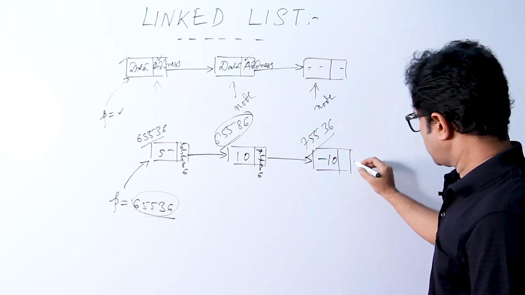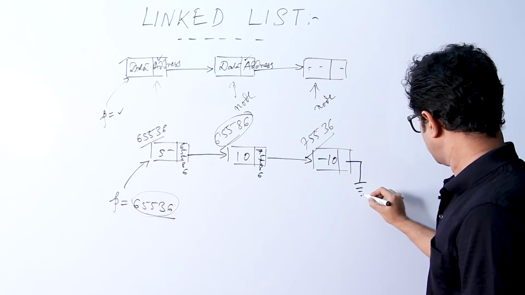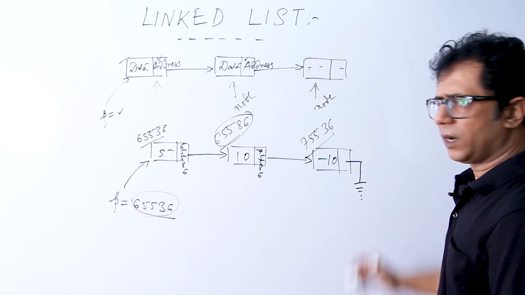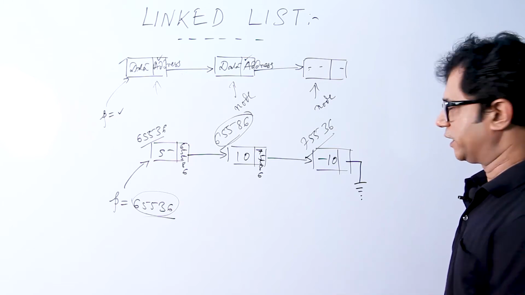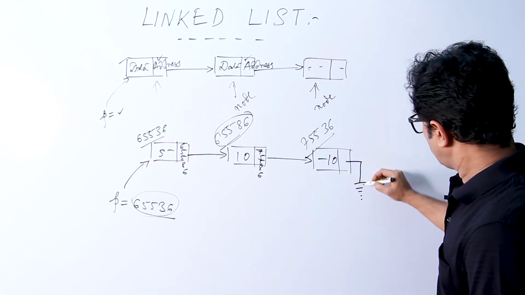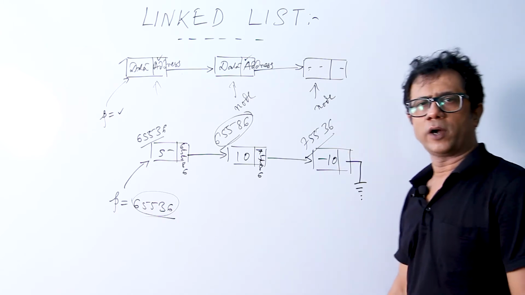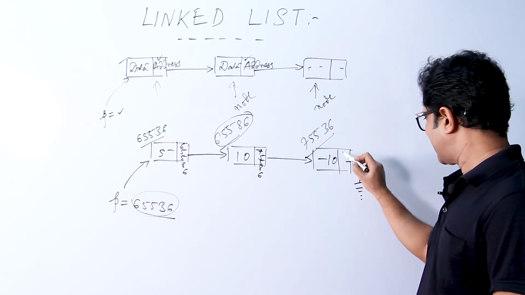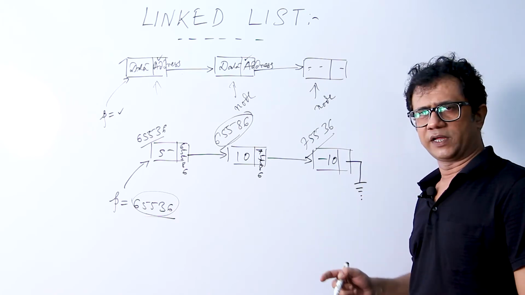So in the case of the last node, we will just keep a null pointer over here. A null pointer means a pointer which points to no node or nothing. So this null pointer helps us see if any node has a null pointer in the next address field, we can easily conclude that that is the last node of the entire sequence.